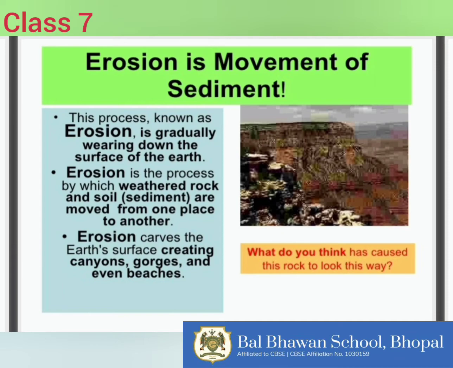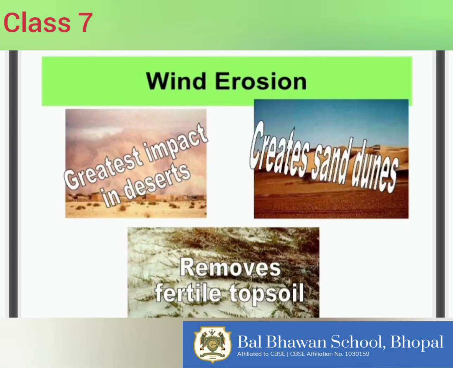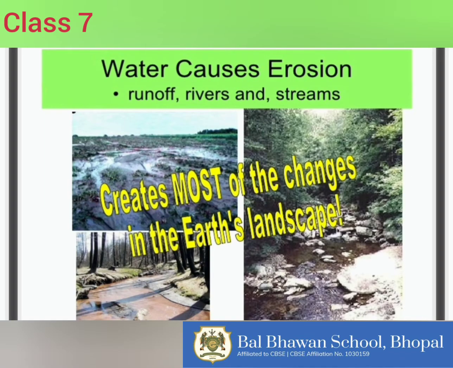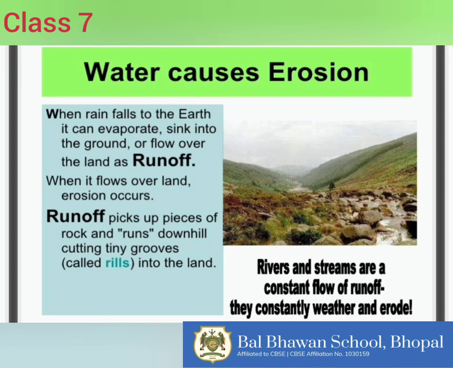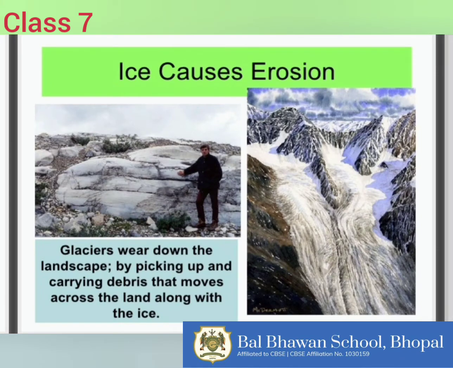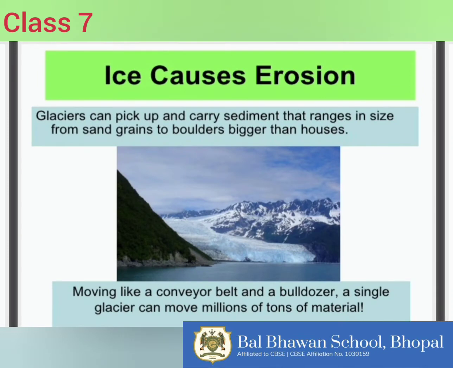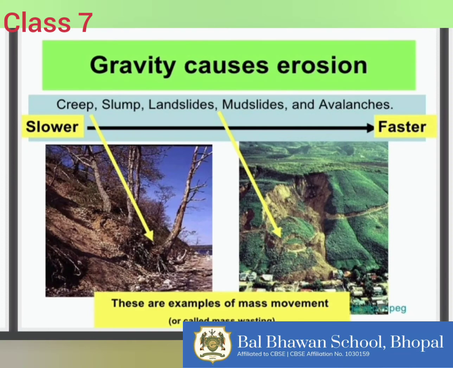It is a process by which the broken rock materials are removed from the place of their origin and deposited elsewhere. The main agents of erosion are running water, sea waves, moving ice, and wind. The transported materials are deposited at different places. Thus, different landforms are created by the agents of erosion and deposition.